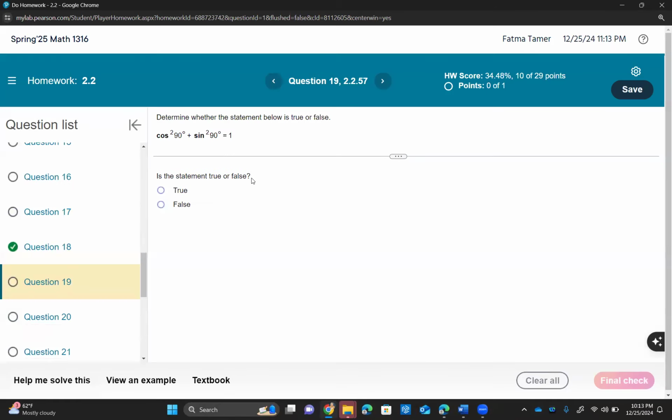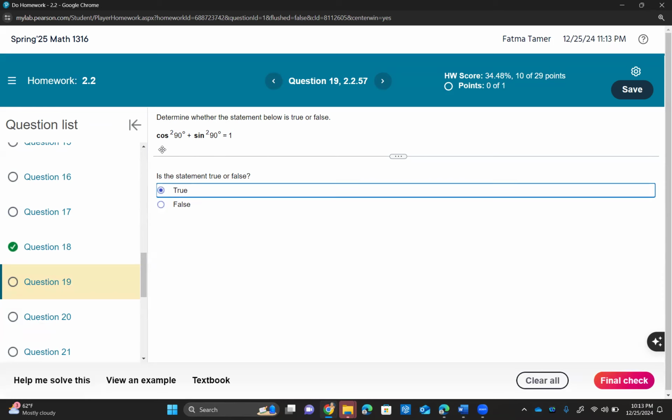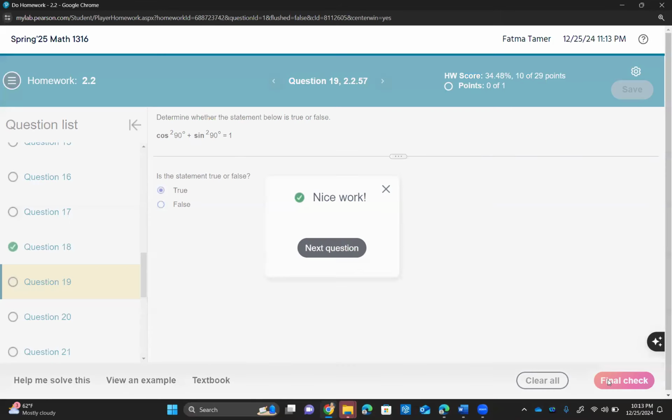And then for the next question, cosine squared 90 plus sine squared 90 is equal to 1. We're going to choose that this is true, because this is called the Pythagorean identity. For any angle, it doesn't have to be 90 degrees, sine squared of the angle plus cosine squared of the angle is always equal to 1.